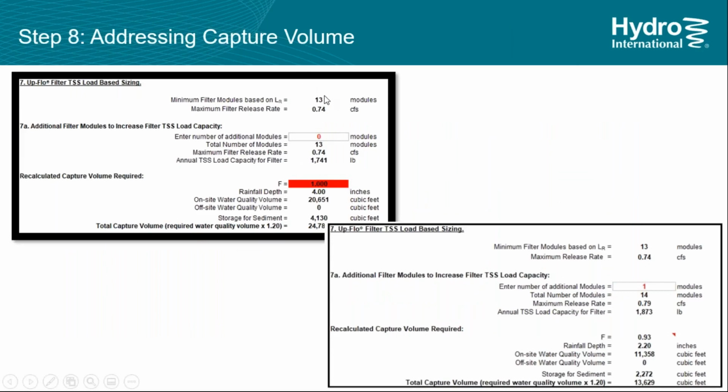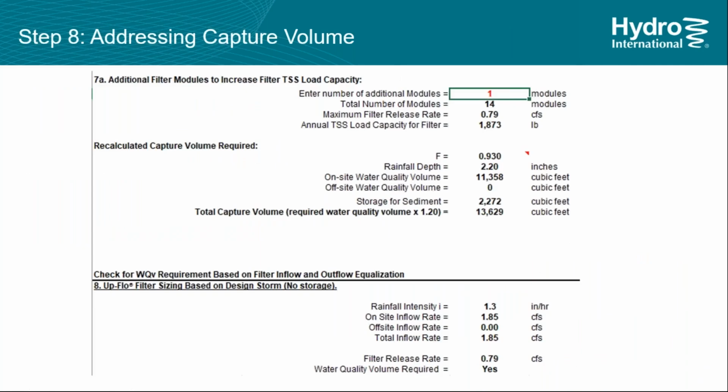So you can see if we did 13 modules with 0 additional, so we were just a 13 module system, we would be stuck at 1 for an F value and need 24,000 cubic feet of total capture volume. With 14 modules, we meet the fractional requirement and we need 13,000 cubic feet of capture volume. So let's see if we go to a 15 module, or I'm sorry, jumping ahead.